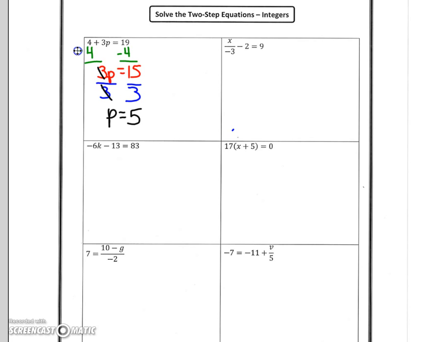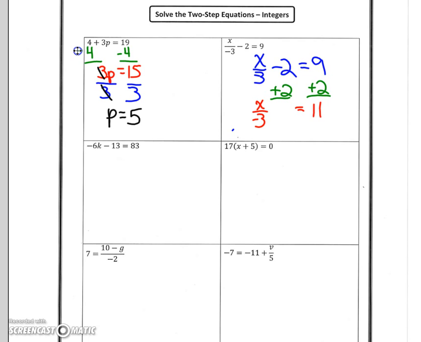Step by step. If we move on to the top right, x over negative 3 minus 2 equals 9. Now we have this fraction here, but before we do anything with the fraction, we're going to want to get rid of the negative 2 on the left side. So we're going to add 2 to both sides. We do the opposite of what we see. And that will give us x over negative 3 equals 11.